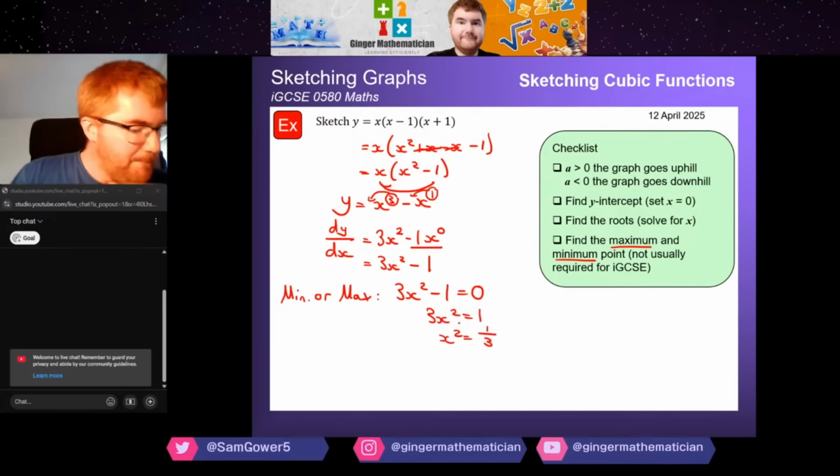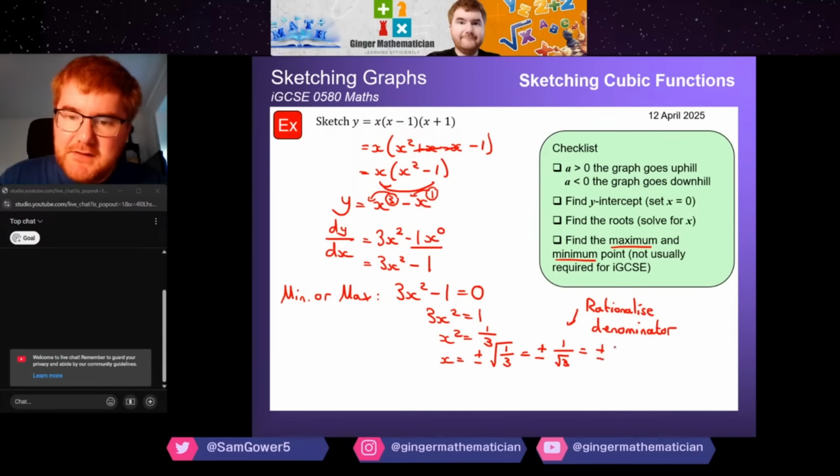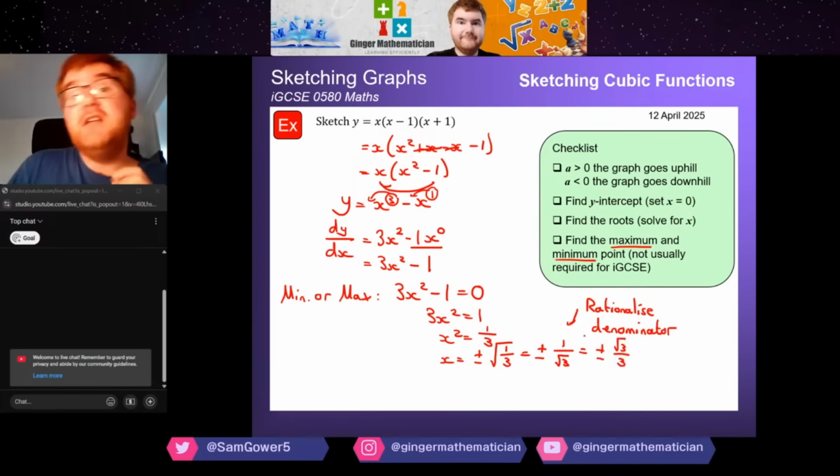Good, yeah, exactly. Well done. So we get plus and minus the square root of 3/3. Generally speaking, you should rationalize the denominator if you get the chance to do it. Whether they take a mark off at iGCSE for this kind of question, I doubt it, but they certainly could do that.